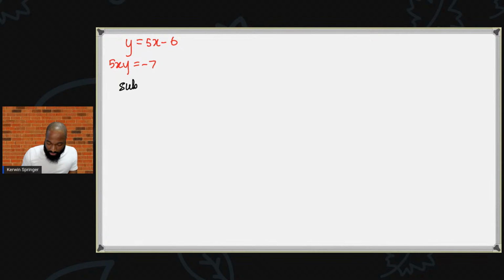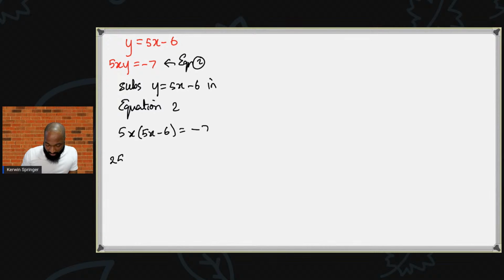We're going to substitute y is equal to 5x minus 6 in equation 2. So in equation 2, we have 5x by 5x minus 6 is equal to negative 7. I'm going to get 25x squared. You all see that 25x squared coming in there? When you do that distribution, 5x by 5x is 25x squared, and 5x by negative 6 is negative 30x. Bring across the negative 7 one time, so that's going to be plus 7 equals 0.